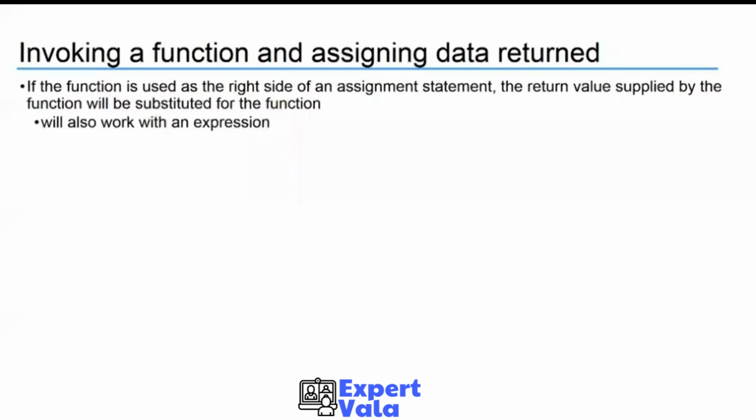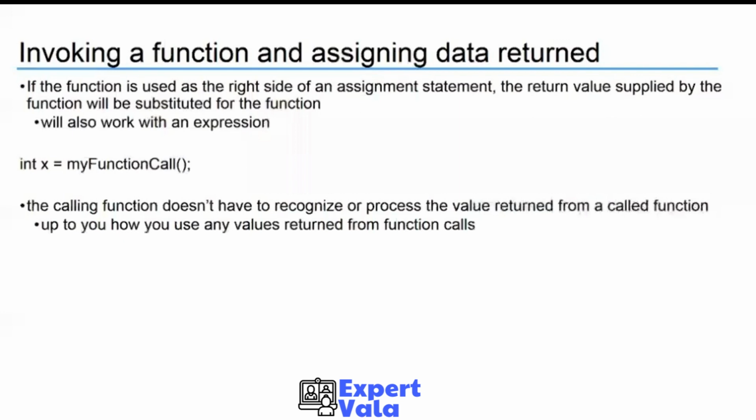This example here is after you invoke the call, when you want to assign the data that's returned. So you can say int x equals my function call. Whatever that function returns is going to be assigned to x. And if my function call returns x plus y, the result of x plus y is going to be assigned to x. So you can assign the data that's returned from a function call by just having a variable on the left hand side, the equals, and the function invocation on the right hand side of the equals.